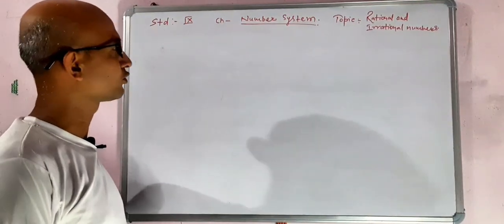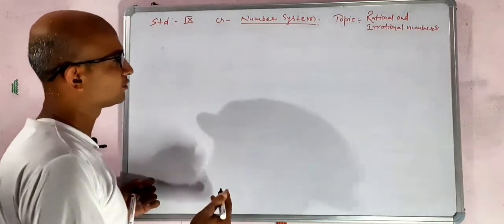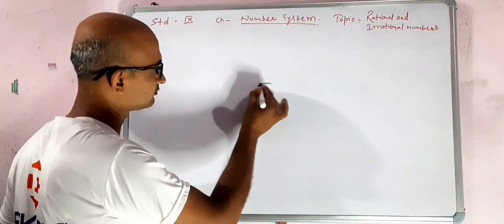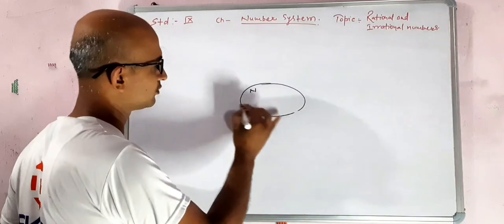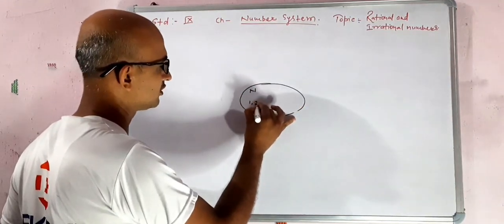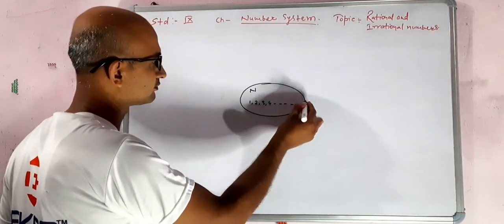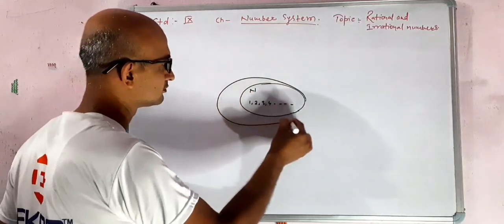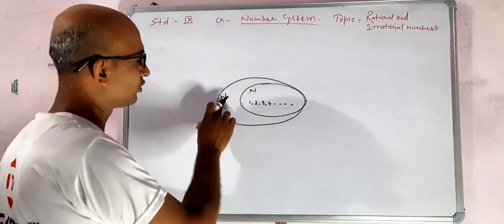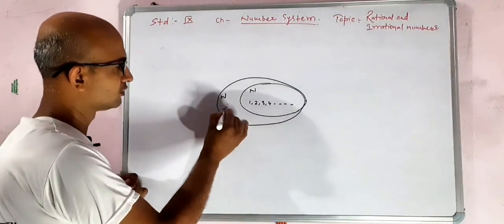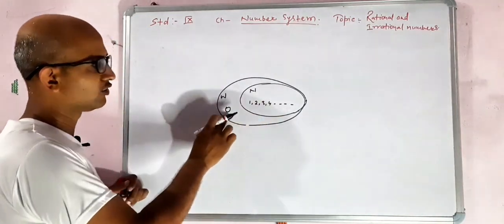Let us take a quick view of real numbers, that is rational numbers and irrational numbers. This circle represents natural numbers. Natural numbers means counting numbers. This circle represents whole numbers. Whole numbers are represented by W. Whole numbers are natural numbers along with 0.